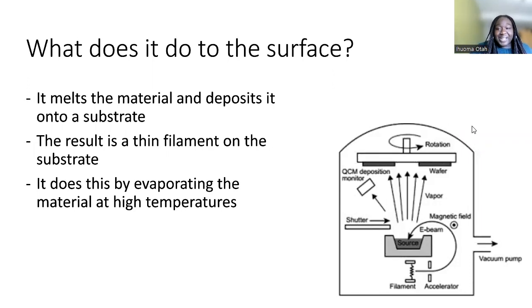My name is Ihoma, and what electron beam evaporation does to the surface of the material you're working on is that once you take the material and put it into the machine, a high energy beam evaporates the material and deposits it onto a substrate. What is deposited is a thin film that can later be used as the engineer using it chooses.